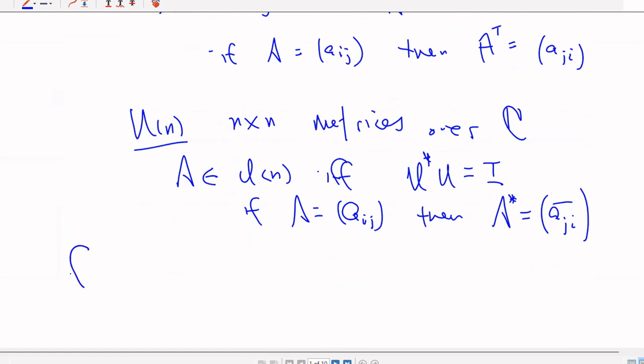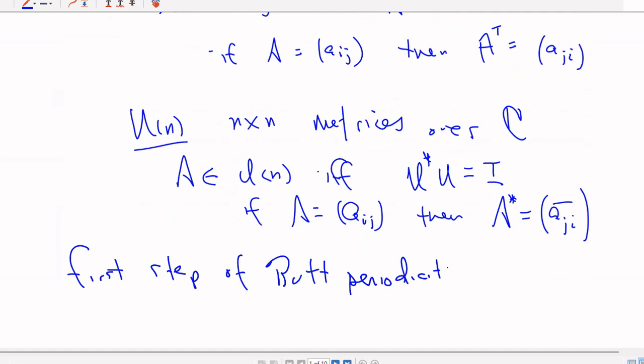But the first step of Bott periodicity, which is relating O of 2n, and then taking a subset of O of 2n and associating it with U n.